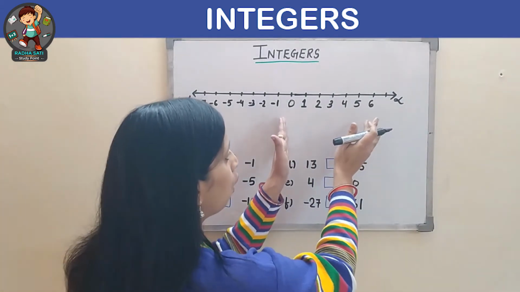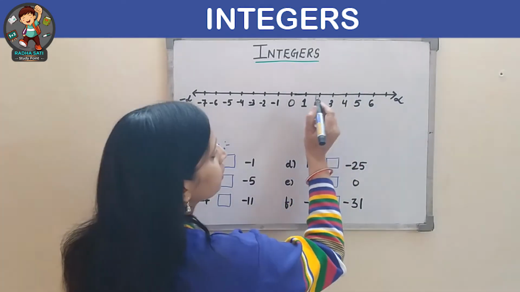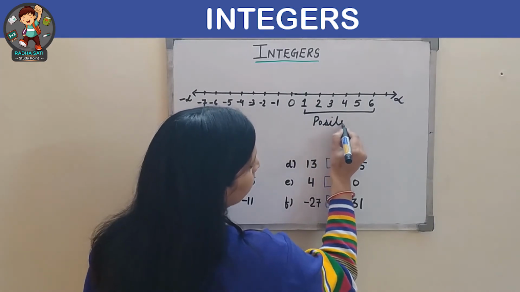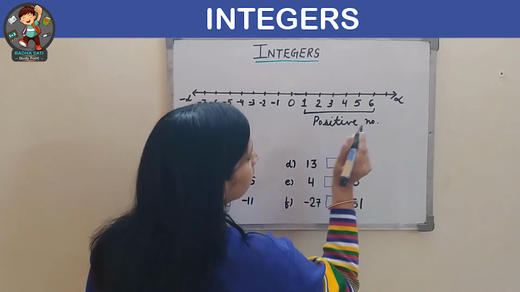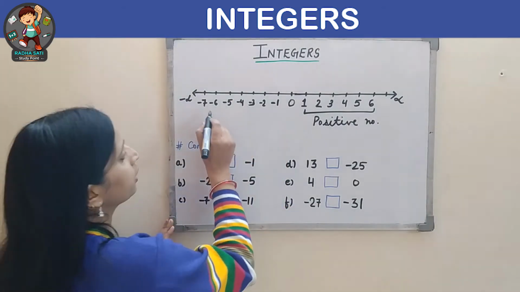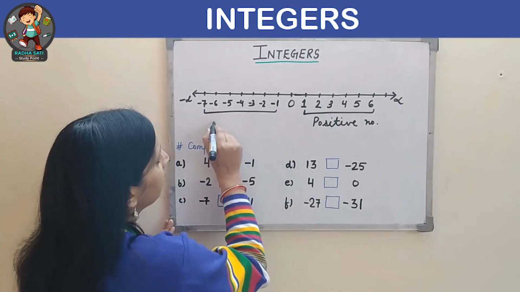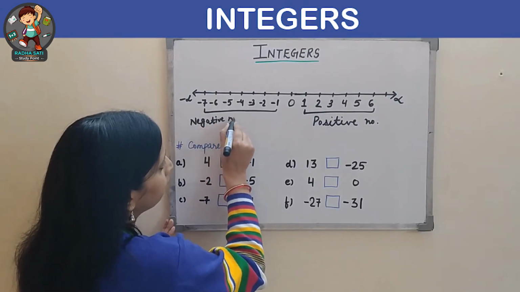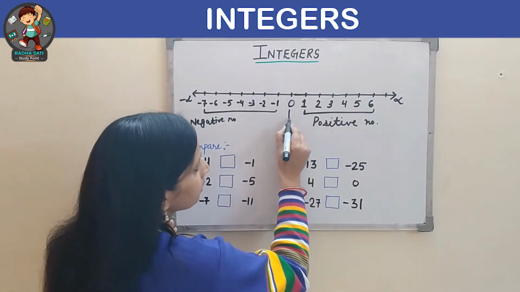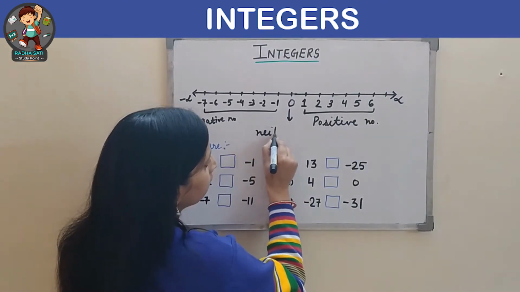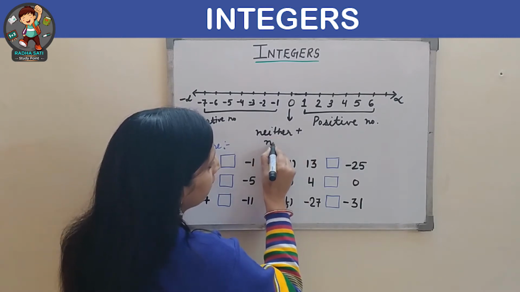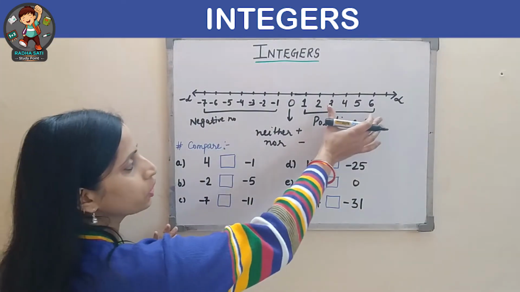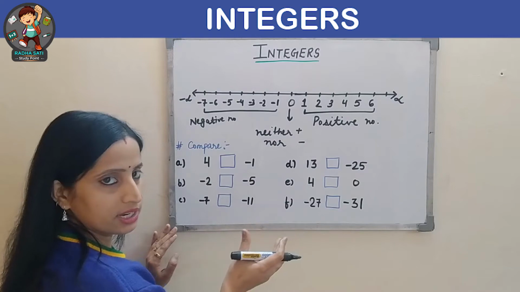Okay. This means all the numbers which are to the right of the 0, these all will be our positive numbers. And the numbers which are to the left of the 0, these all will be considered as negative numbers. 0 is neither positive nor negative. So these all are negative numbers or negative integers. These all are positive numbers or positive integers.